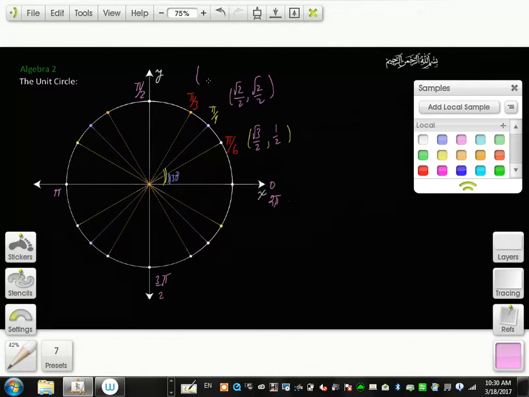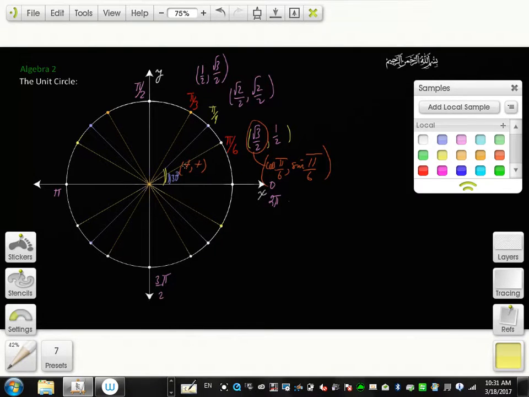But the long end of the triangle is going to be the y value, and the short end is going to be the x value, like this, right? So that's how I generate these values, okay? I don't memorize them. And then from here you can extrapolate all the rest of these values, right? The only thing that's going to change is the sign, right? So in this quadrant, this being the cosine, this is cosine of pi over 6, and this is sine of pi over 6, correct?